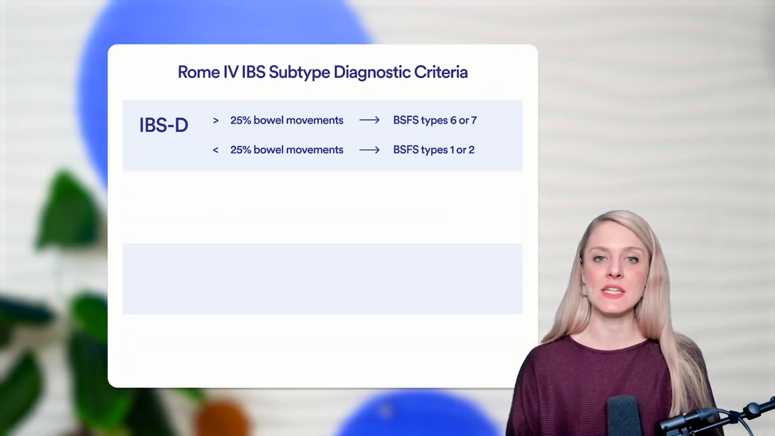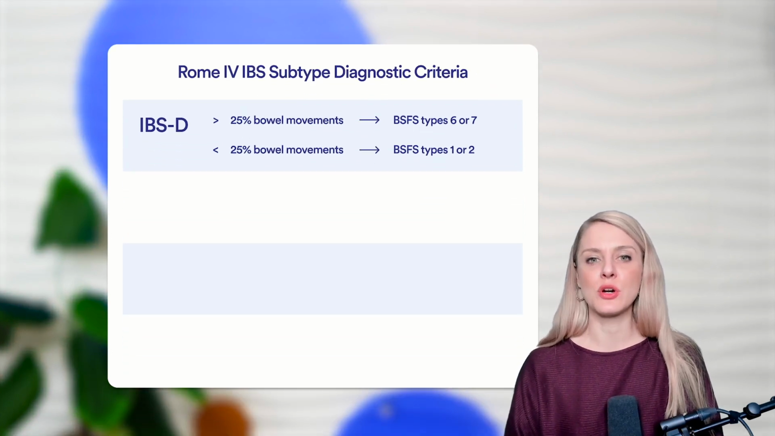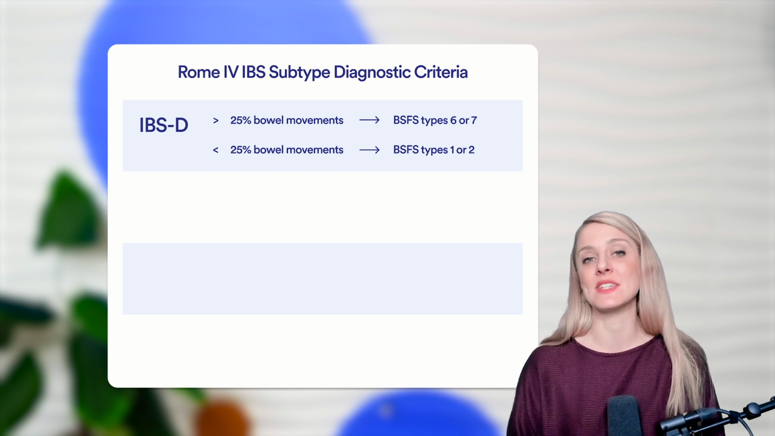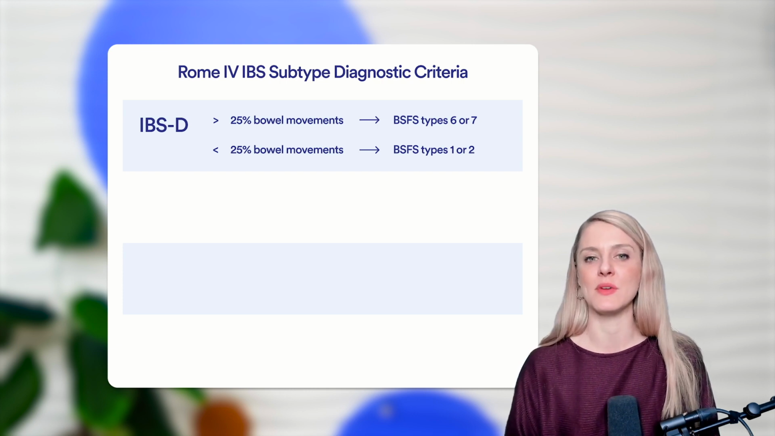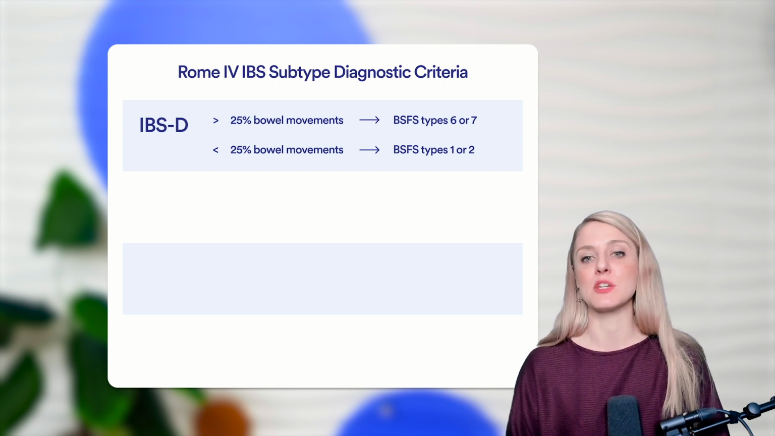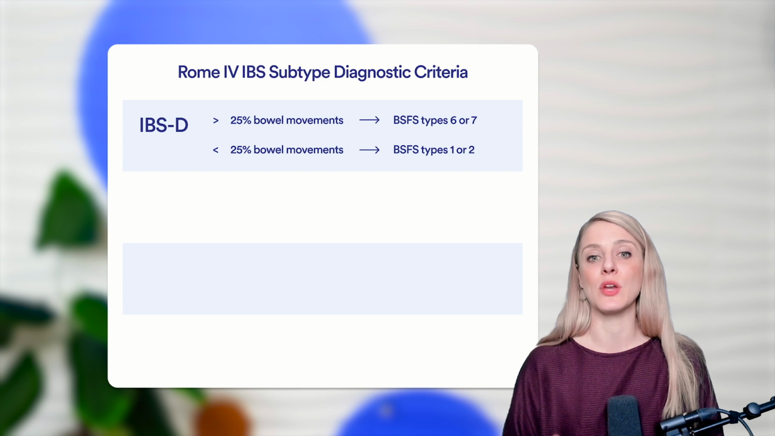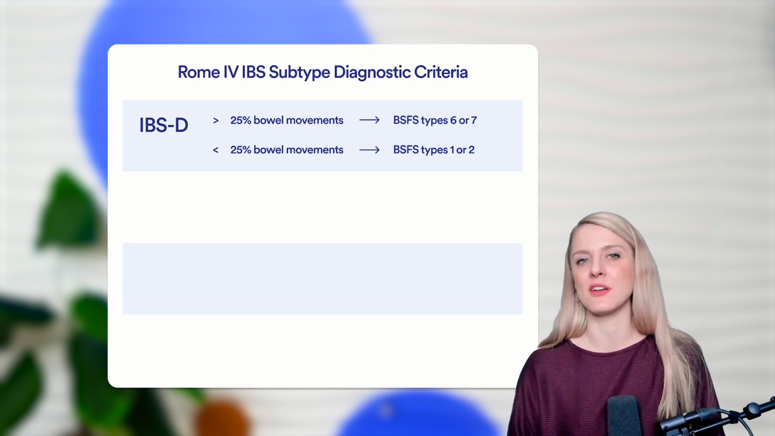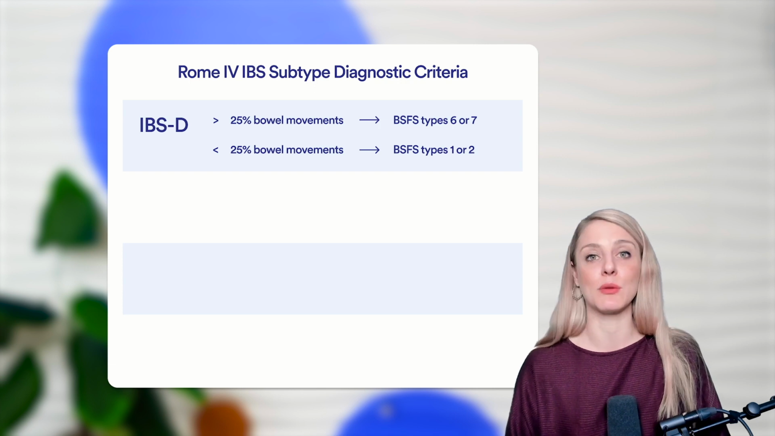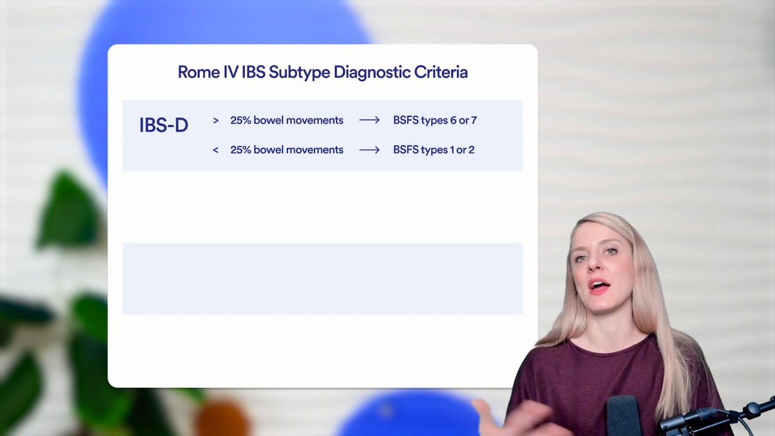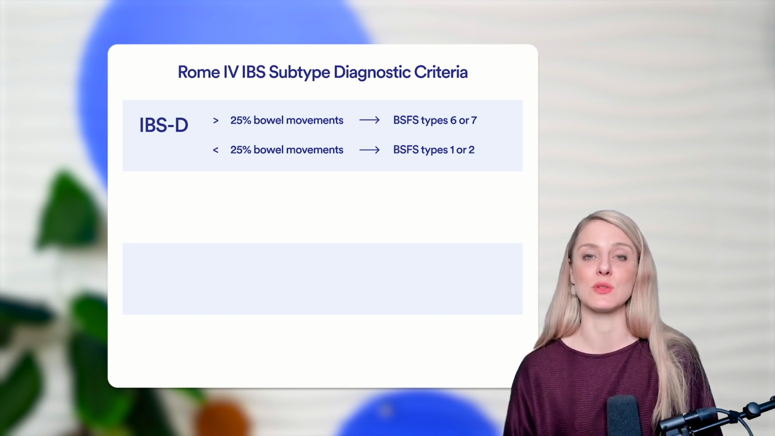So for IBS-D, you have to have greater than a quarter or 25% of bowel movements with a Bristol stool form scale type 6 or 7 on days with abnormal bowel movements, and then less than a quarter or less than 25% of bowel movements being Bristol stool form scale types 1 or 2. And then in clinical practice, a patient report of someone primarily experiencing diarrhea or a type 6 or 7 stool form on the Bristol stool form scale may alternatively be used by your medical provider to diagnose you with IBS-D.